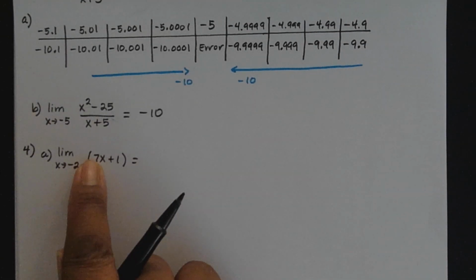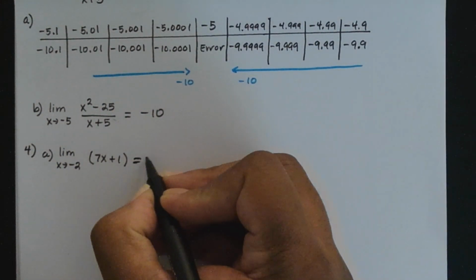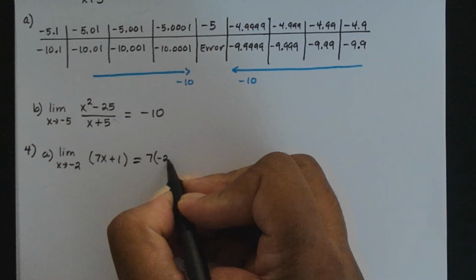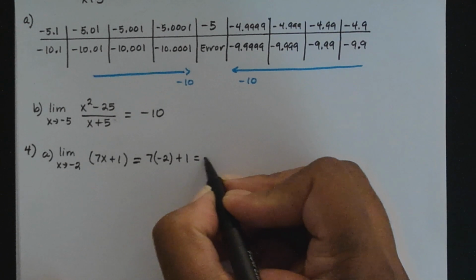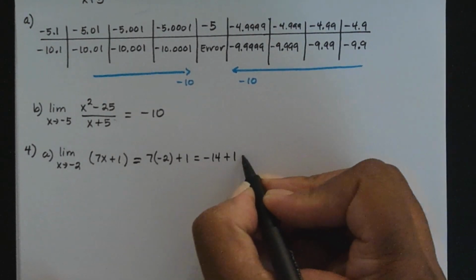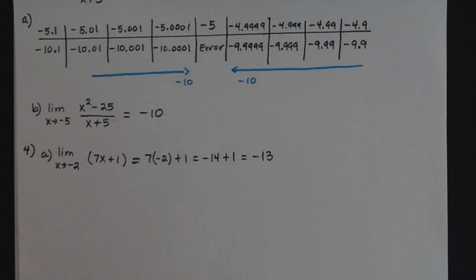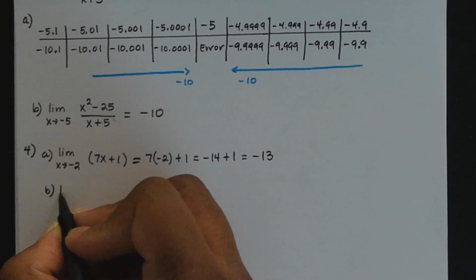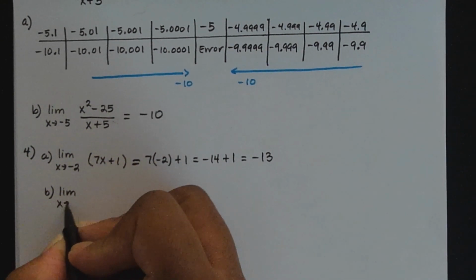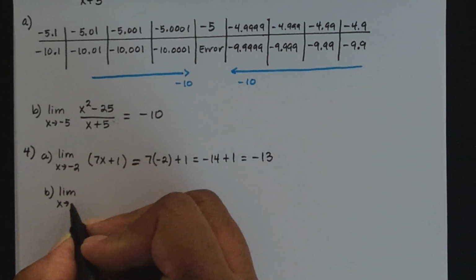All right, so we just replace your x with that -2. So that means it'll be 7 times x, which is -2, plus 1. 7 times -2, that's -14. -14 plus 1 ends up being -13. Okay. Any questions about part A? All right, now part B is the limit as x approaches -6 of pi.